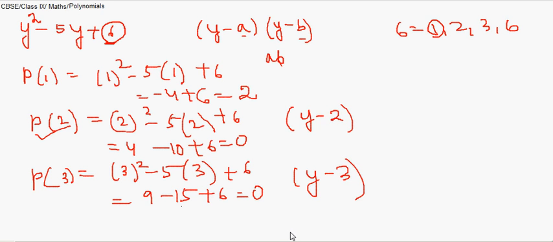We already got two factors. That means what? y square minus 5y plus 6 can be expanded as the product of the factors y minus 2 and y minus 3. So these are the factors. Though this could have been done by splitting the middle term, which is minus 5y.